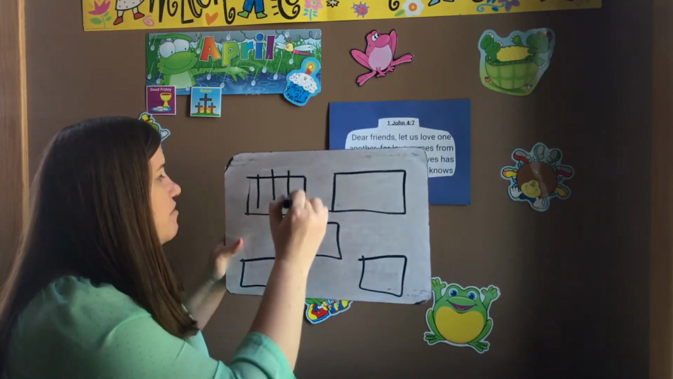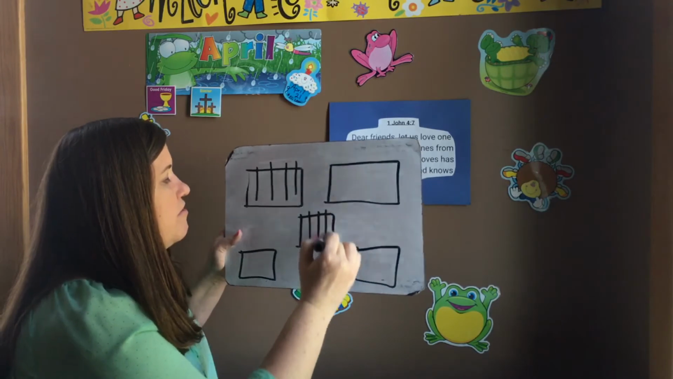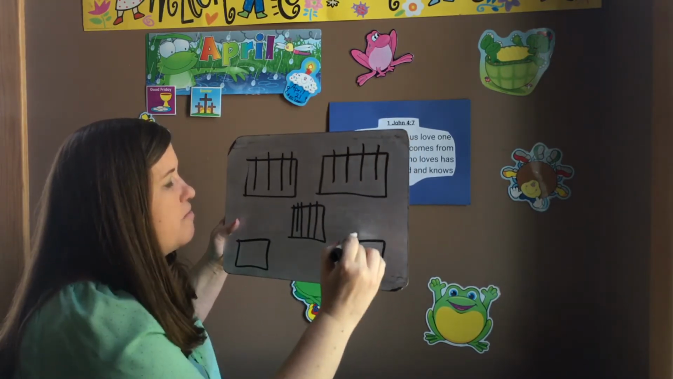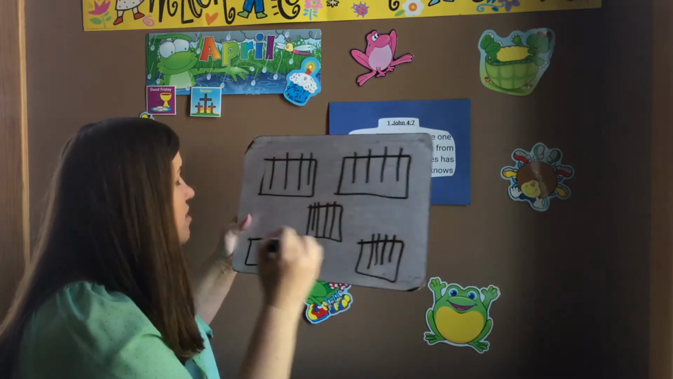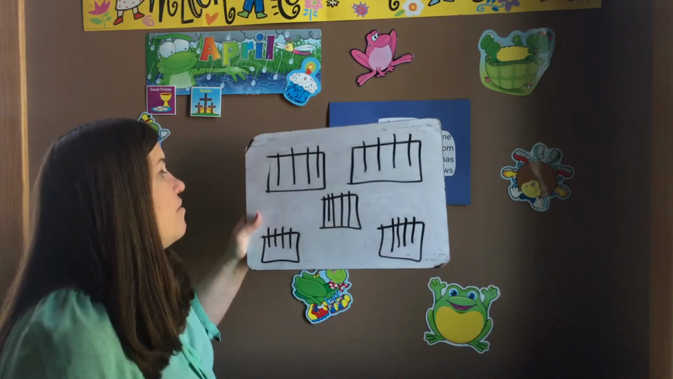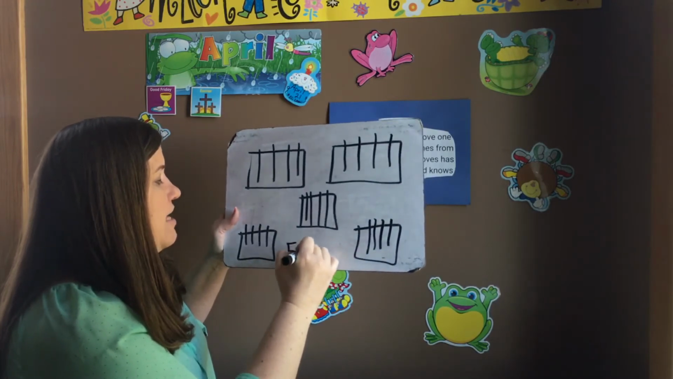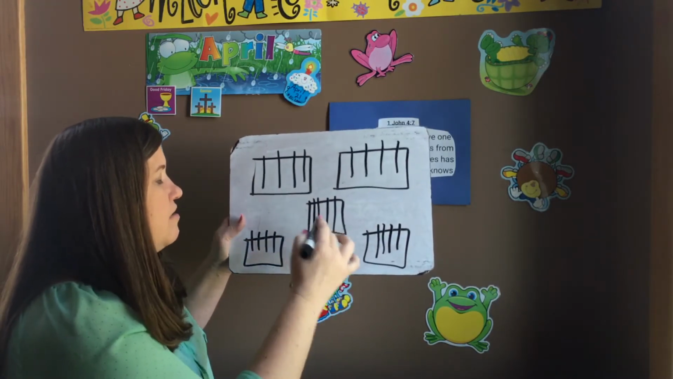1, 2, 3, 4. 1, 2, 3, 4. 1, 2, 3, 4. 1, 2, 3, and 4. 1, 2, 3, 4. So how many sets do we have? 5. And how many were in each one? 4.